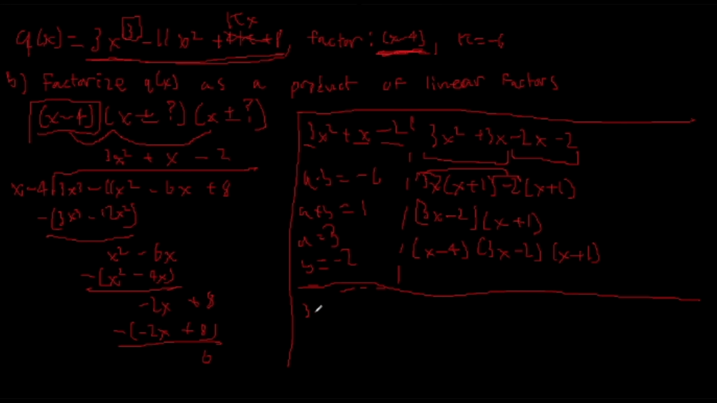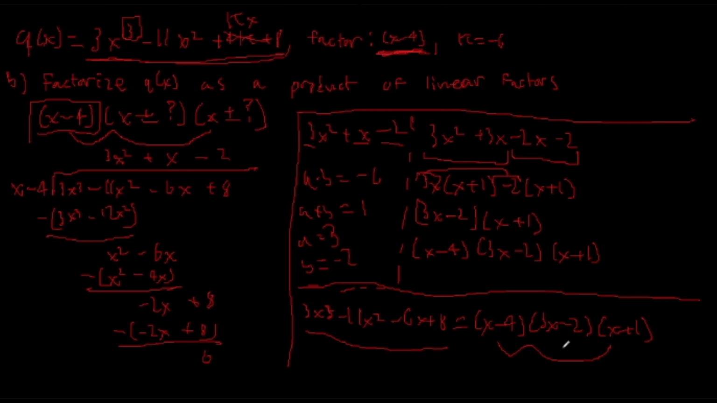When we factorize this entire equation, 3x cubed minus 11x squared minus 6x plus 8, we are going to get x minus 4 times 3x minus 2 times x plus 1. And all of these three things are linear factors. So we've just factorized this equation as a product of 3 linear factors.